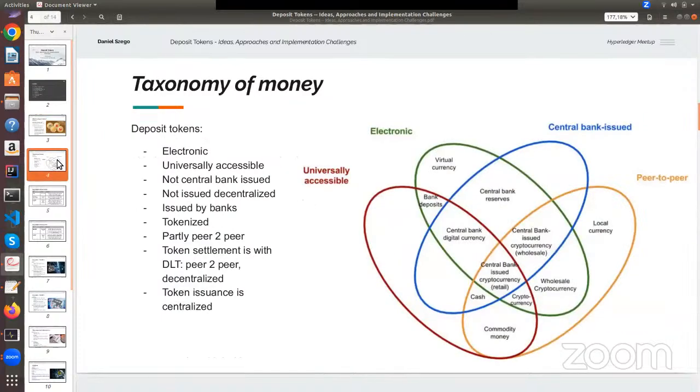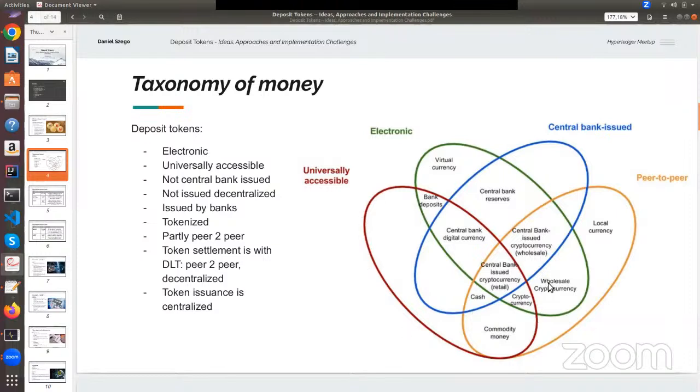So let's see some taxonomy of money and some different forms of money, and let me try to put this deposit token into the taxonomy of money. This is the classical money flower. It's about 3 years old, so it's pretty old actually, and it won't fully capture this tokenized deposit, such a novel idea. But basically what we see here are 4 dimensions. We have money which is central bank issued, money which is peer-to-peer, or more decentralized, money which is electronic, and money which is universally accessible, I would say for retail.